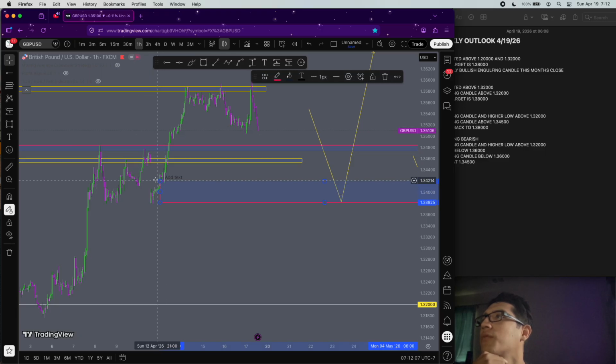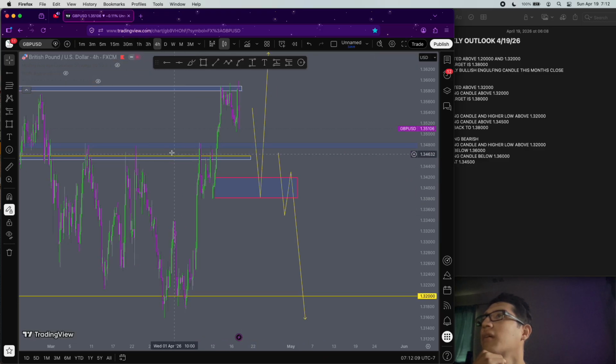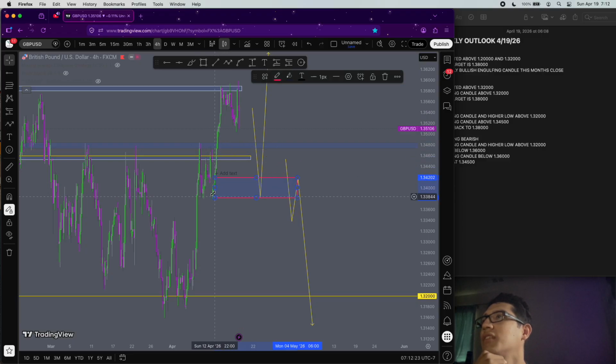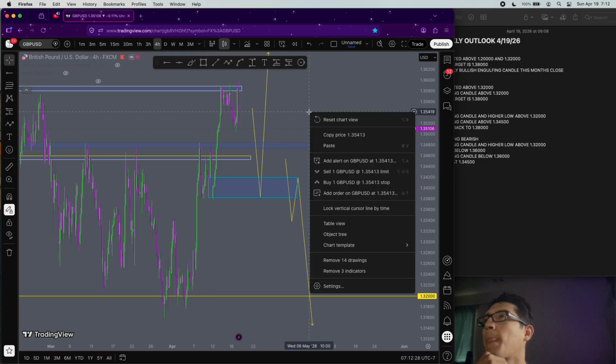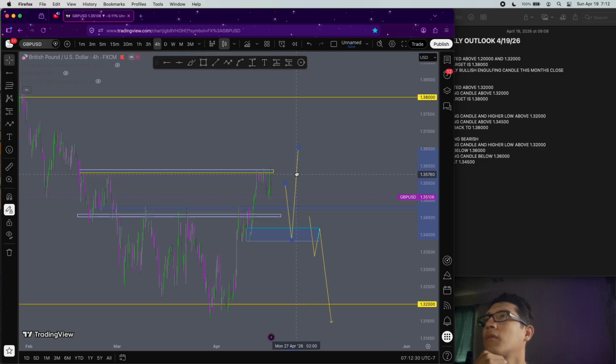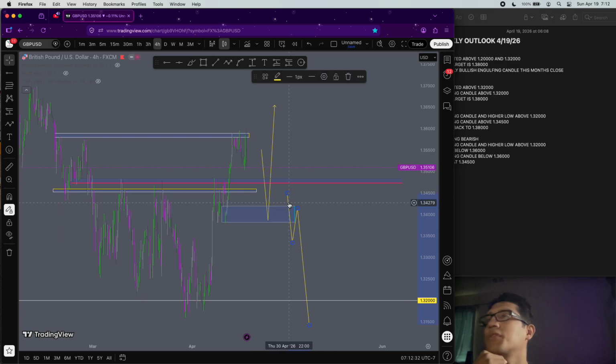So this is a full zone right here that price could come back and test. Either we watch right above here, because this is the previous area of supply, but then again the area of strong demand that broke the structure is right here. This is where it starts. So we just have to wait and see.